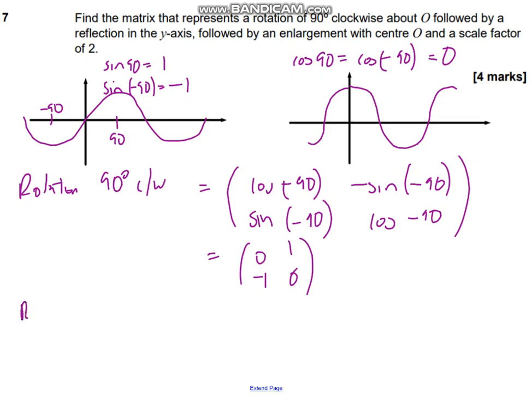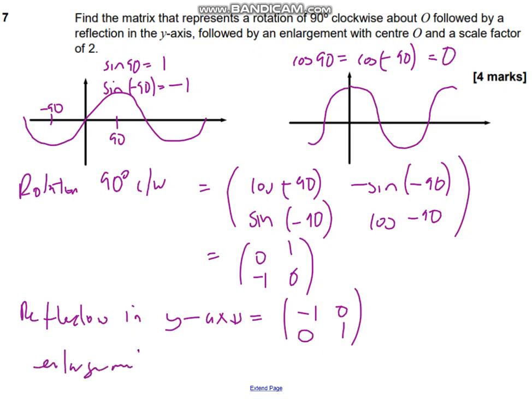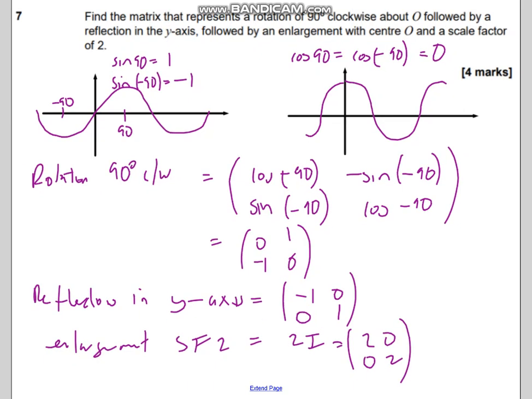And we can just look up from what we've got in our notes, or indeed in our textbook. So our reflection in the y-axis is equal to minus 1, 0, 0, 1, and an enlargement, scale factor 2, is equal to 2 times the identity matrix, so that's 2, 0, 0, 2. And now we just have to multiply these together.